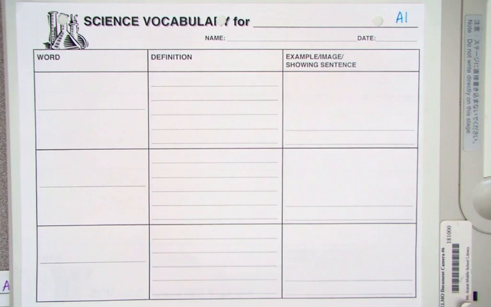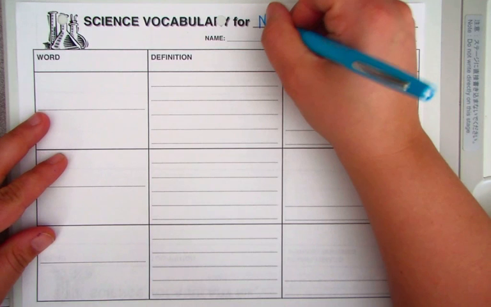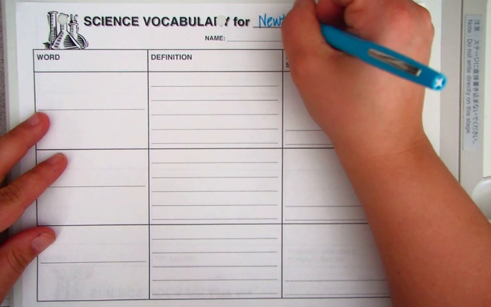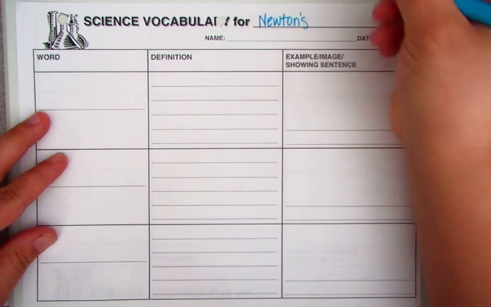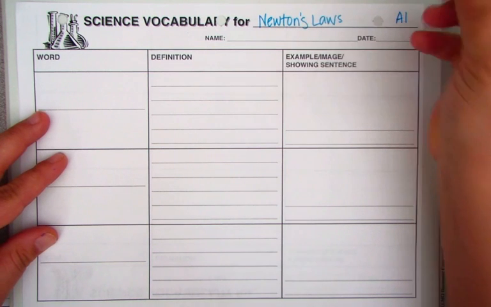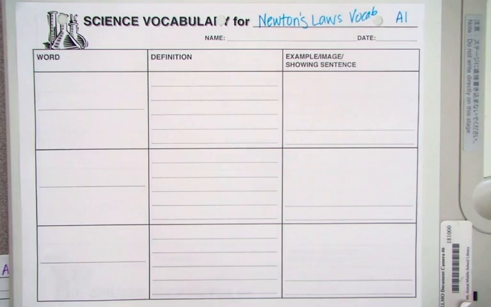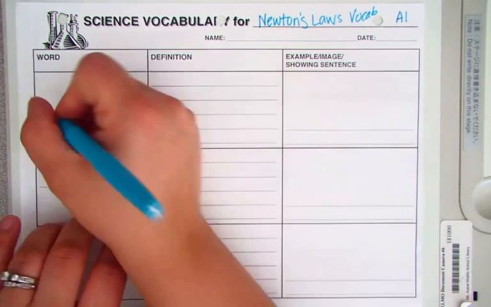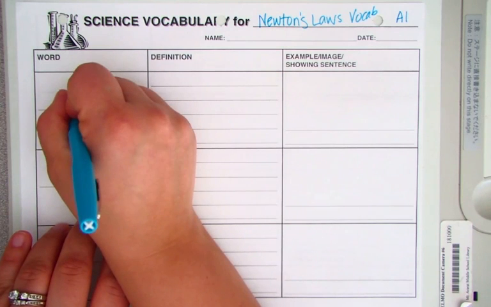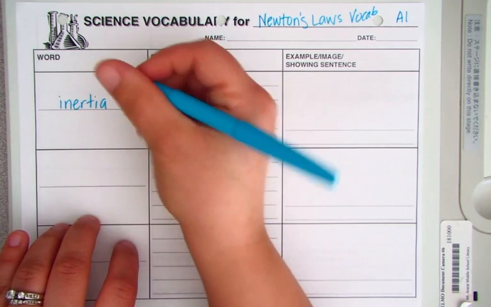Today I'm going to give you the notes for Newton's 3 laws vocab. And this is on your A1 sheet, so make sure you have this from the crate. Your first word is inertia. Remember, if I'm writing, you should be writing as well.